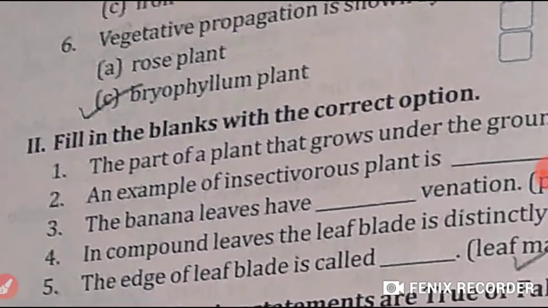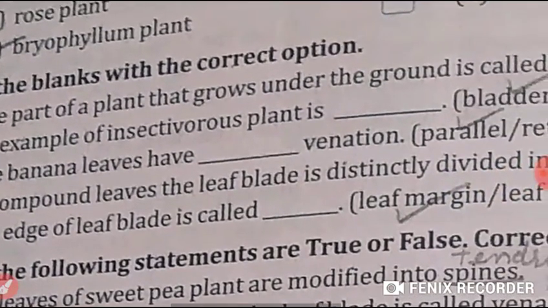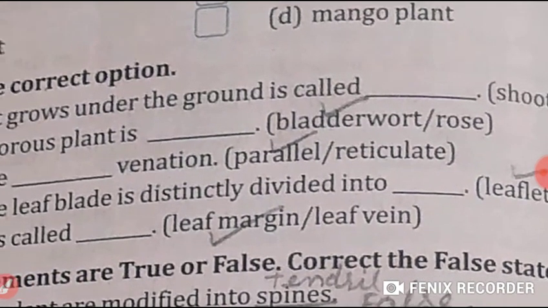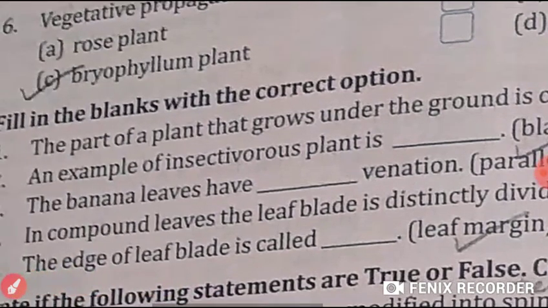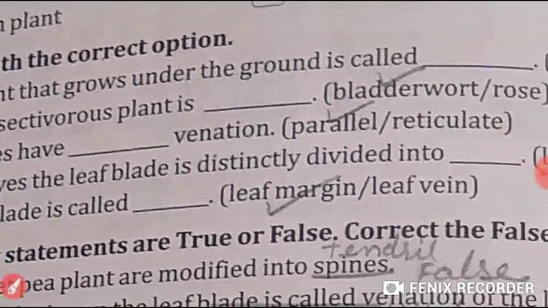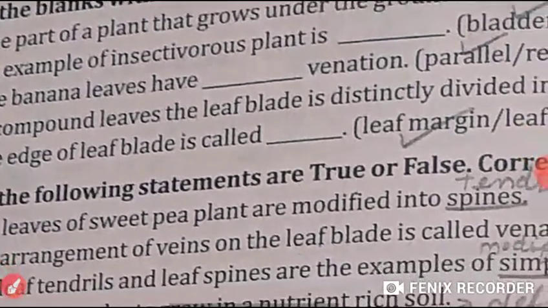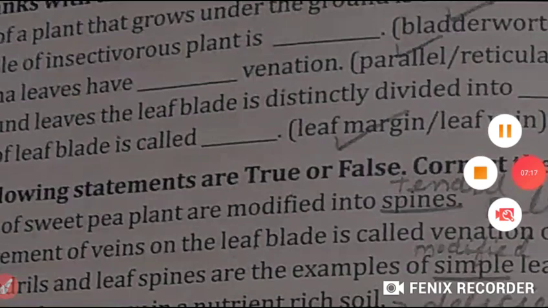Question number 2 now. Fill in the blanks with the correct option. First, the part of a plant that grows under the ground is called what? Root. An example of insectivorous plant is what? Bladderwort. The banana leaves have dash venation. Parallel venation.